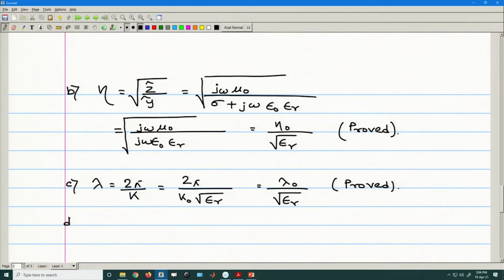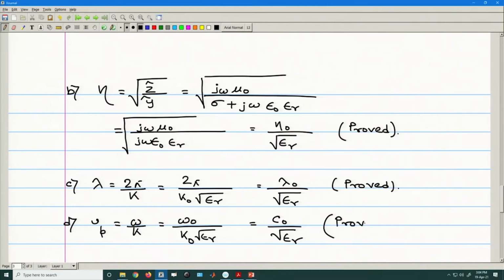For the next part, that is d, phase velocity Vp. So, Vp, phase velocity, we know is omega by k, that is omega upon k naught root epsilon r, that gives us c upon root epsilon r. So, this is also proved. Okay. So, the first problem is solved.